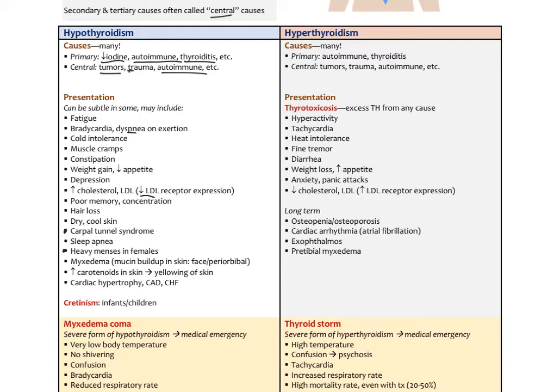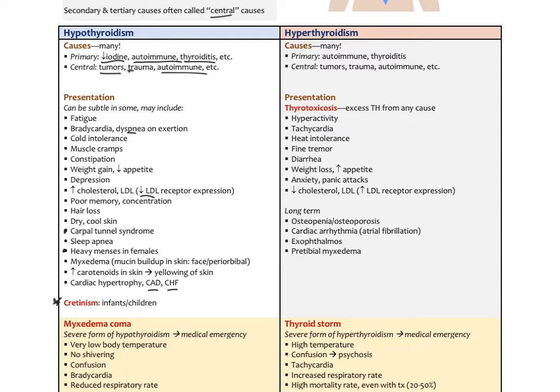Myxedema, that would be from the mucin buildup in the skin. We already talked about with the skin pathologies, maybe around the face, the periorbital area as well. Increased carotenoids in the skin, causing it to yellow due to the poor conversion of beta carotenes into vitamin A. And then cardiac hypertrophy, maybe with coronary artery disease or leading into congestive heart failure. And then in infants and children, we have cretinism, which is congenital, resulting from congenital hypothyroidism.